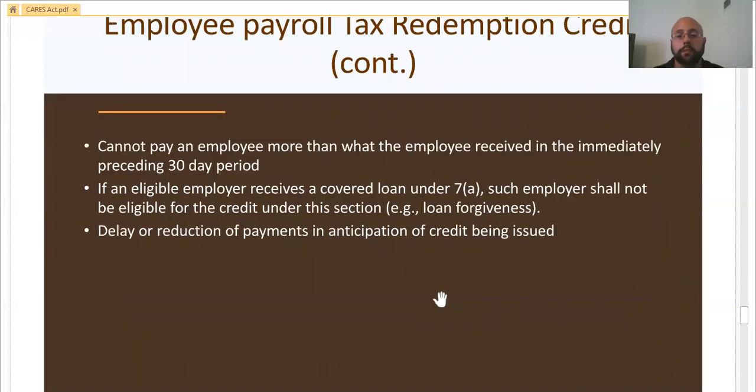Now, very important points to know. You cannot pay an employee more than what they receive. So you have to base it on what they actually earned in the previous 30-day period. If you apply for the 7A loan forgiveness program, you are automatically ineligible to apply for this credit.